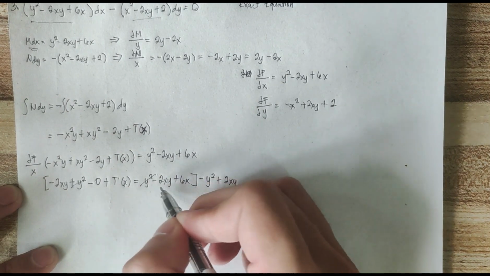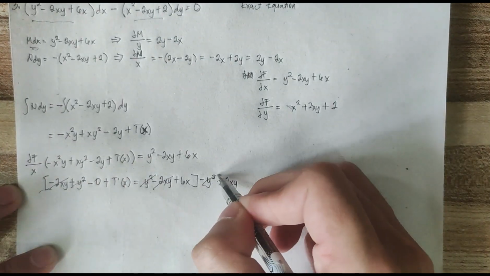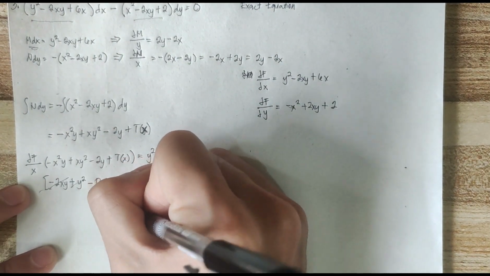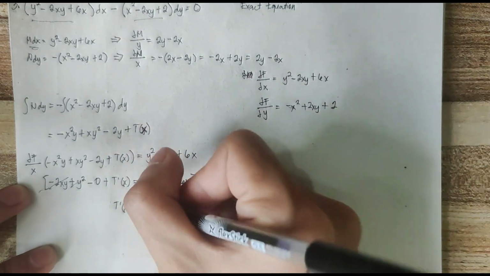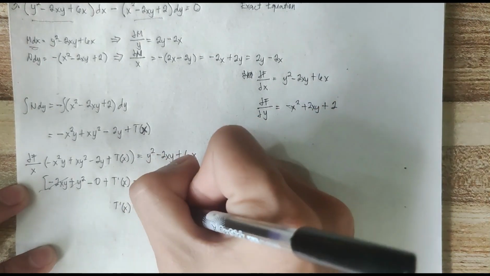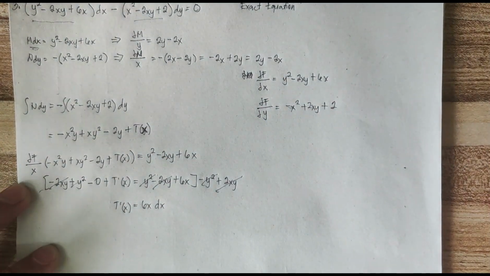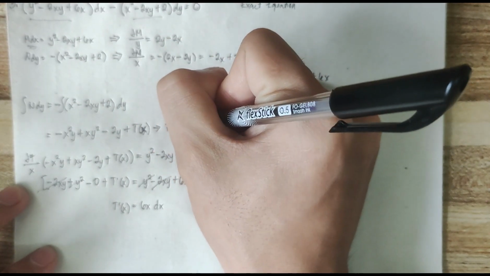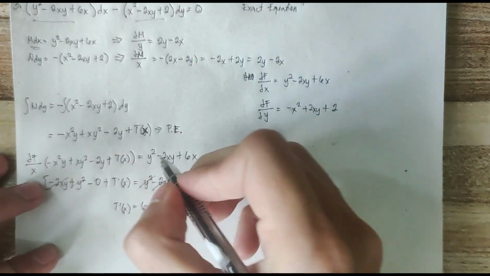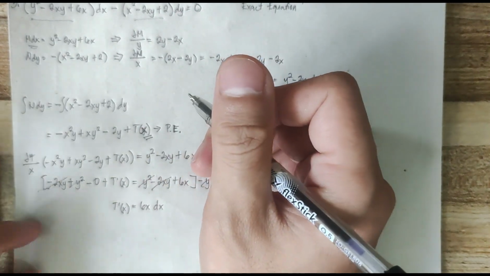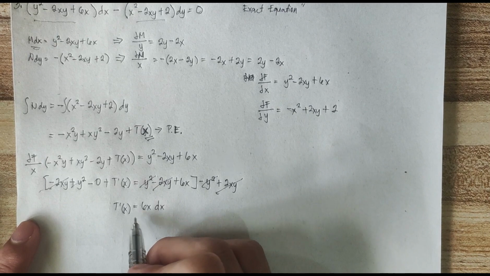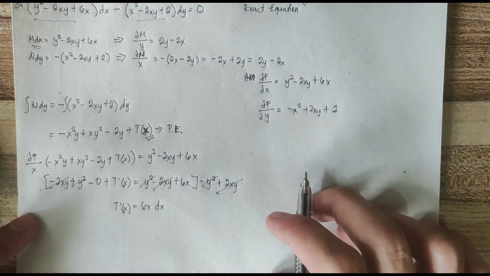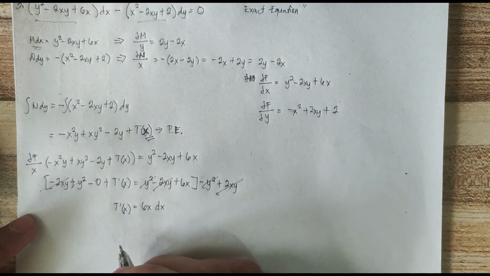This would equal to 0, 0, 0. And we are left with t prime of x equals 6x dx. So since this is now our partial equation, we need to find the value of our t of x. Given t prime of x equals 6x dx, to find the value of t of x, we need to integrate both sides.